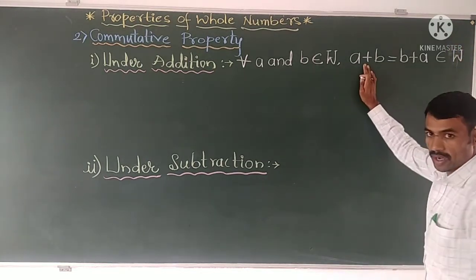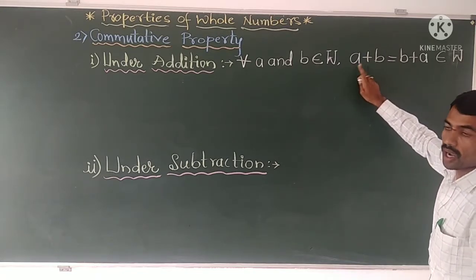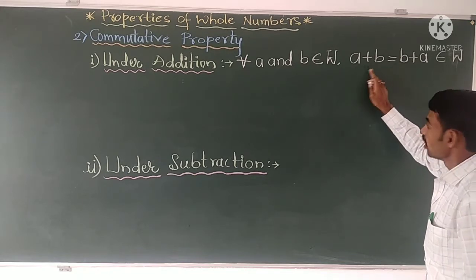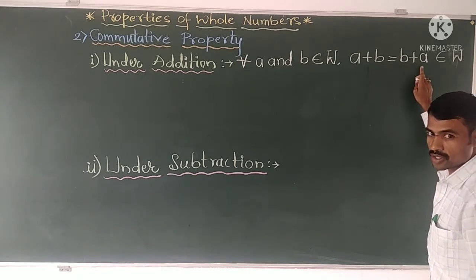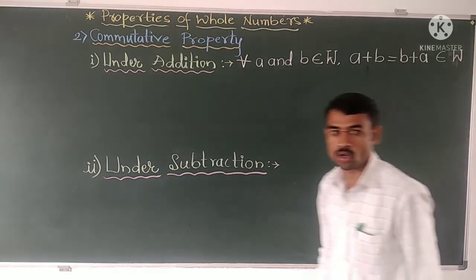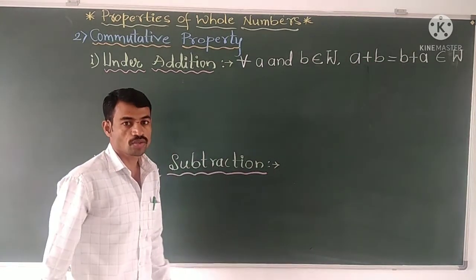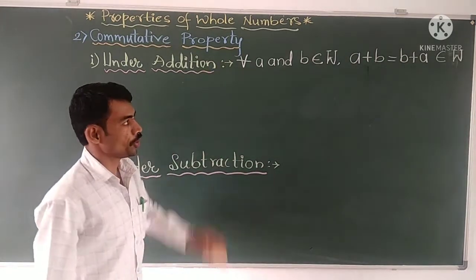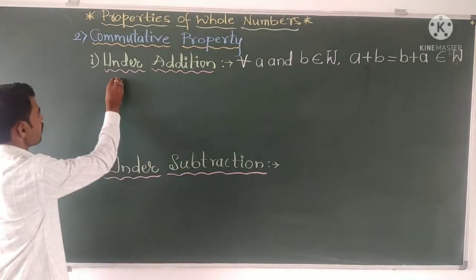If you add a plus b, that is the first whole number and then the second whole number, we have to see their sum, and the second whole number and first whole number, we have to see their sum, whether they are same or not, whether they are equal or not. That gives what we call the commutative property. So let us take one example.